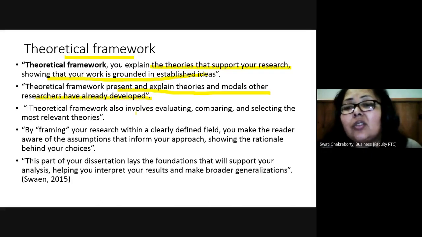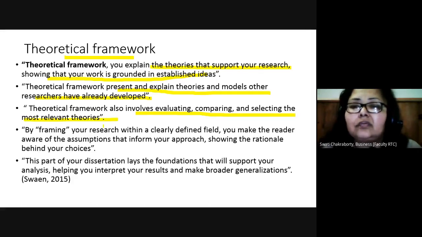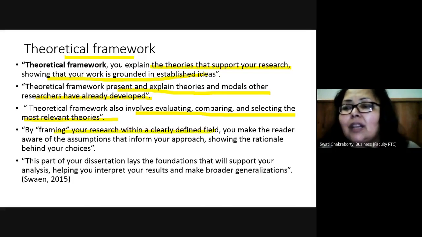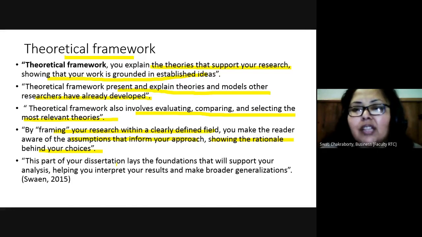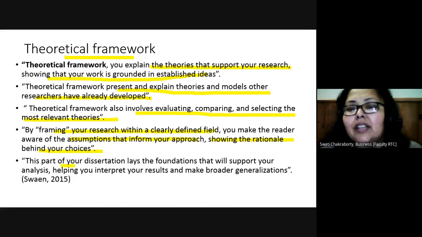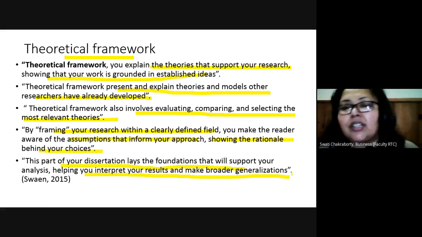Okay, so it also involves evaluating, comparing, and selecting the most relevant theories. When we frame our research within a well-defined field, it becomes easy for whoever is reading your research to also be aware of the assumptions that inform your approach, which shows the rationale behind your choices. Why did you choose that particular framework, right? Why did you use it? This part of your dissertation actually lays the foundation that will help you for your analysis, for interpreting your results and making broader generalization.